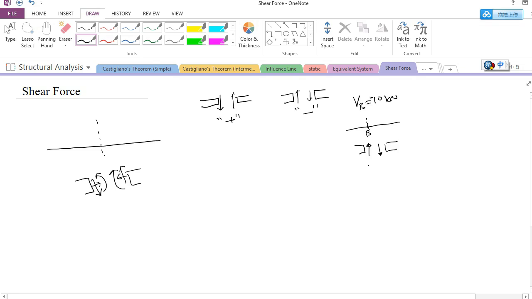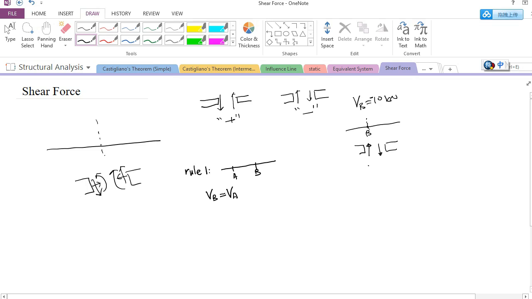So then I'm going to talk about how to draw a shear force diagram quickly. Rule number 1: if there is no loading between 2 points, let's say A and B, it means that VB is equal to VA.